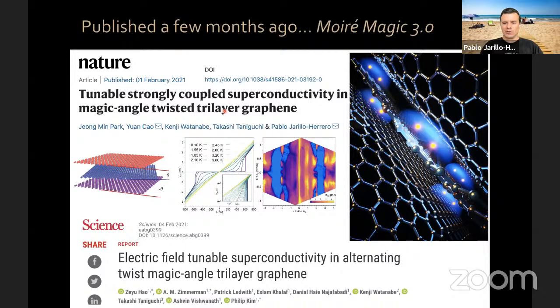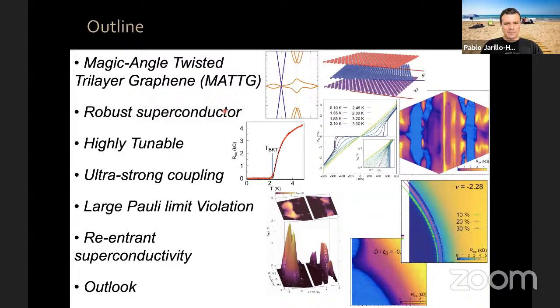Okay, so with this introduction, this is what I want to tell you about today. I'll describe this system, magic angle twisted trilayer graphene. I'll show you that it's a robust superconductor, that it's highly tunable. It realizes ultra strong coupling superconductivity. And in a magnetic field, it exhibits a large Pauli limit violation and reentrant superconductivity, and I will end with an outlook slide. All right, so let's get started.